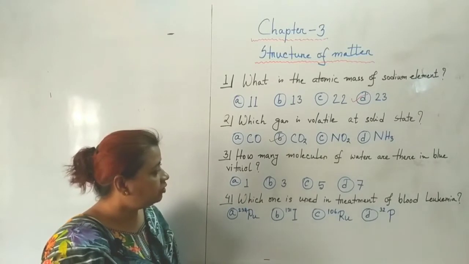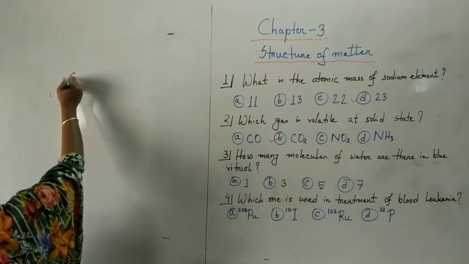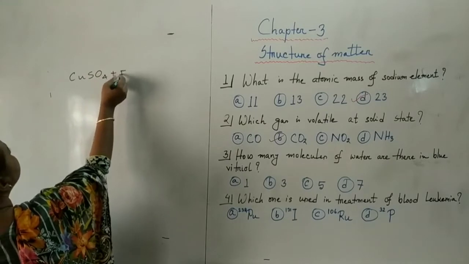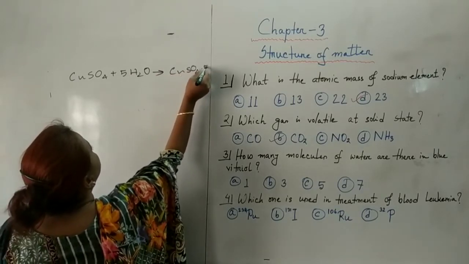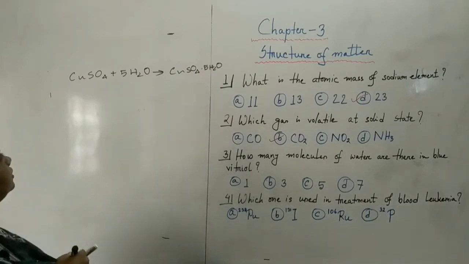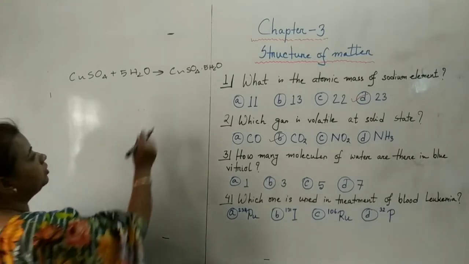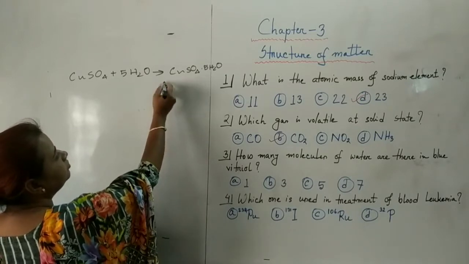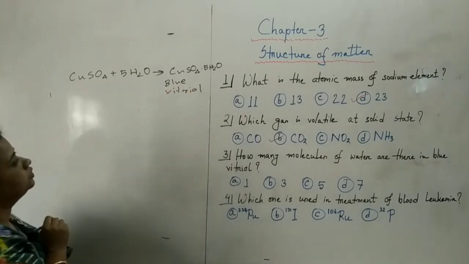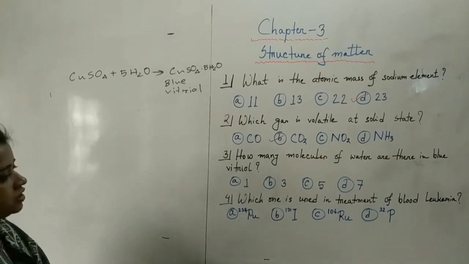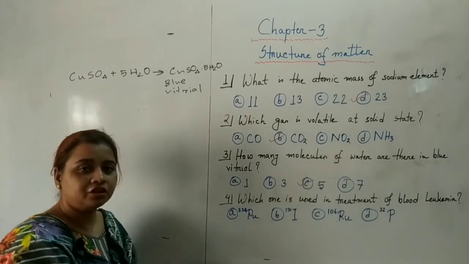Question number 3. How many molecules of water are there in blue vitriol? Blue vitriol, you know that, is copper sulfate with 5 molecules of water. That time, this compound can be formed. Here, water is added with copper sulfate and the water molecule is not breaking down. The name of this compound is pentahydrated copper sulfate and the common name is blue vitriol. So, in case of blue vitriol, 5 molecules of water are present.